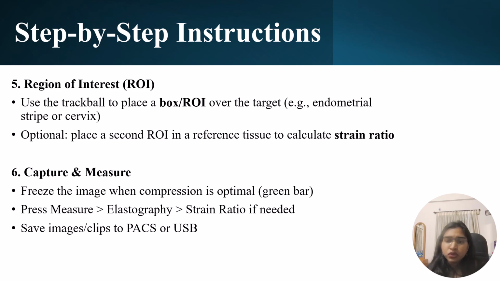Then we have to capture and measure. We have to freeze the image when compression is optimal, like when the green bar is coming. Then we have to press measure elastography and strain ratio if it is needed. Then we have to save images or clips.